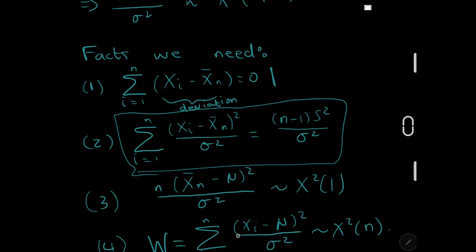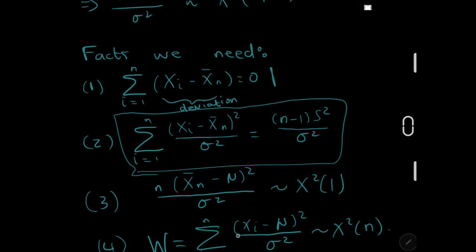The second fact that we need is this fact over here, which is if you take the sample mean and you subtract the population mean, and you square that, and you multiply it by n, and you divide that by sigma squared, then that little manipulation has a chi-square distribution with 1 degree of freedom.